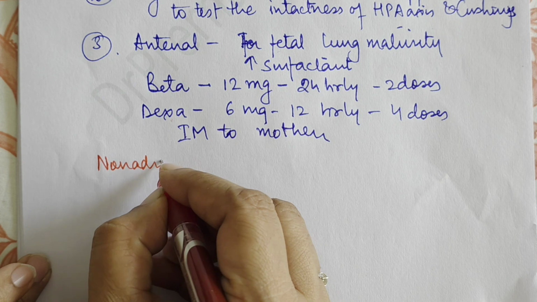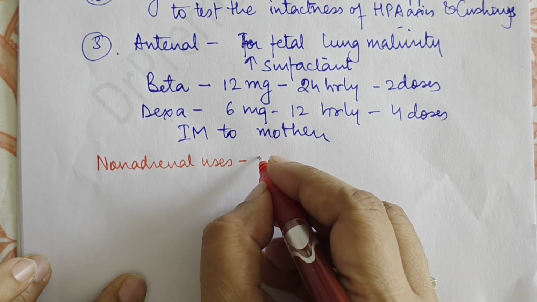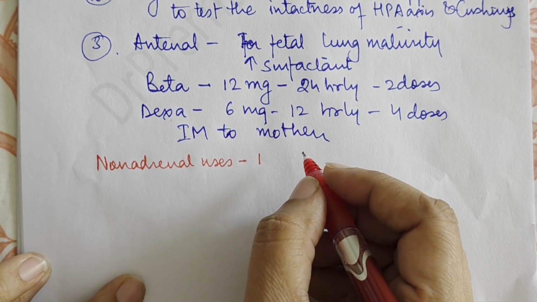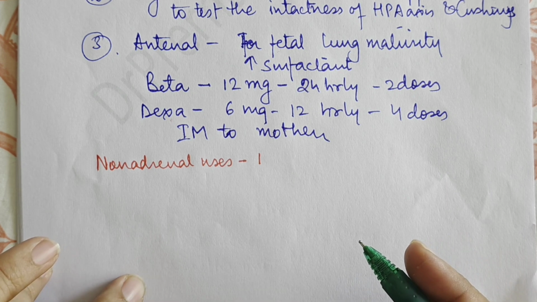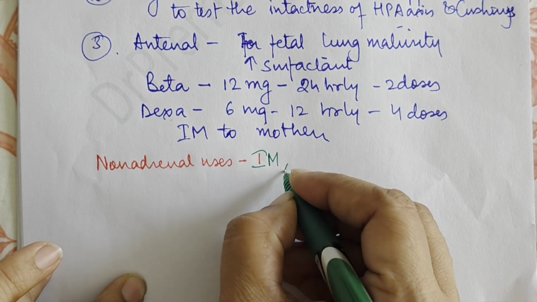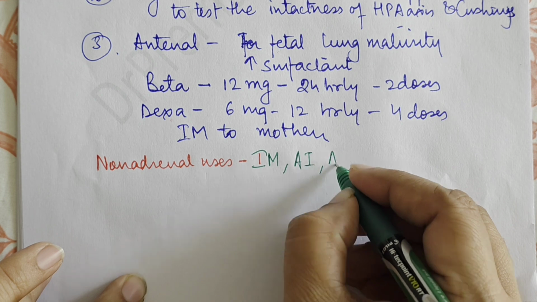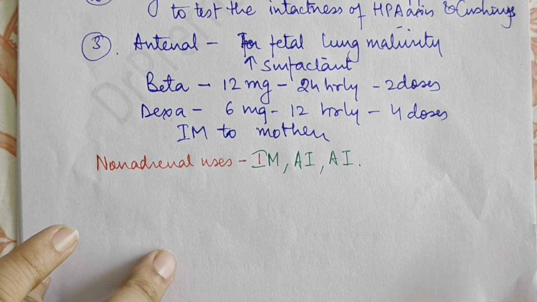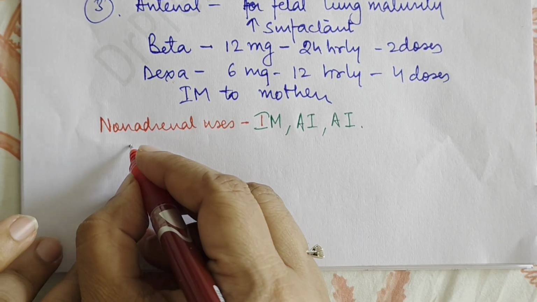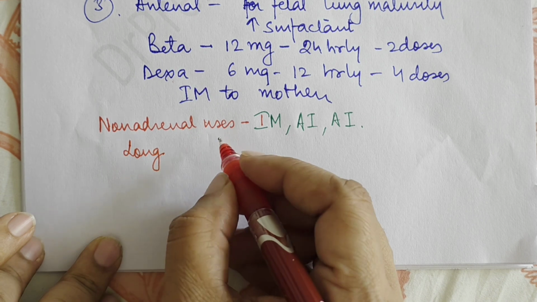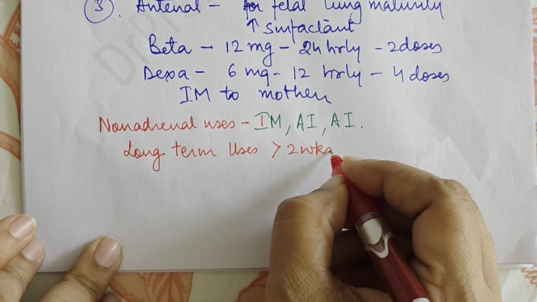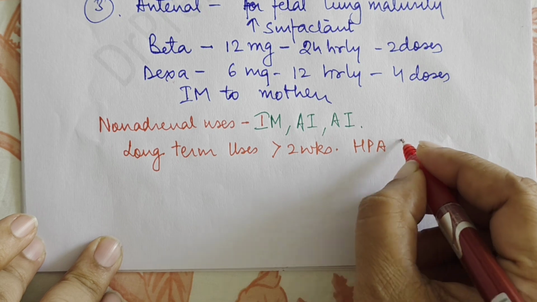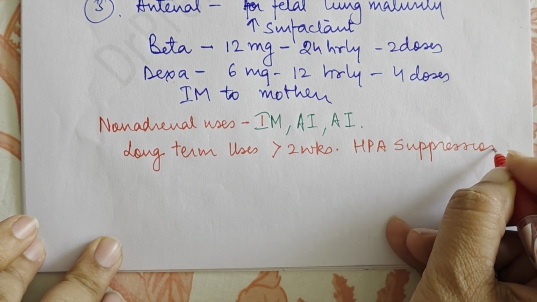Let's come to the non-adrenal uses. Now non-adrenal uses are long term. Mainly immunosuppressant, anti-inflammatory, autoimmune diseases. So these are the main non-adrenal uses: in infections, in diseases, in cancer, in chemotherapy, bronchial asthma, status asthmaticus. So these are the uses. In long-term use, more than 2 weeks, if you use them, then it will result in HPA suppression. So this has to be kept in mind.